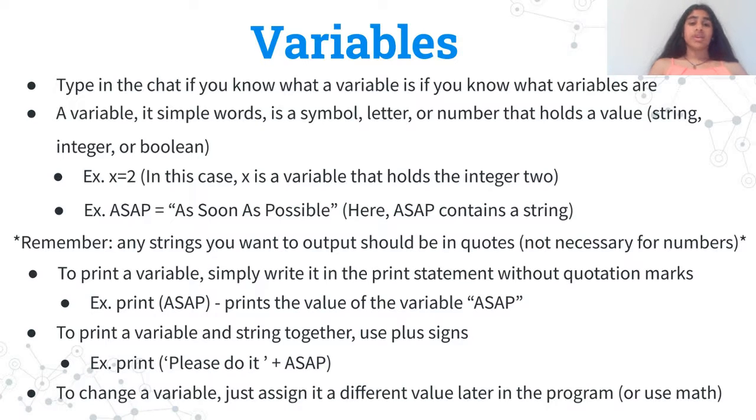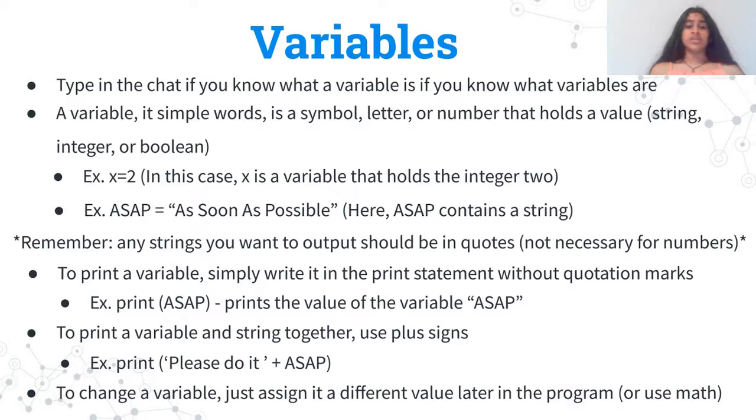The next concept we're going to learn is variables. A variable is a symbol, letter, or number that has a value. For example, strings, integers, and booleans are all variables. Another example is x equals 2. So x is a variable and it holds the value 2. ASAP equals "as soon as possible" in our code. So the variable ASAP holds the value "as soon as possible."